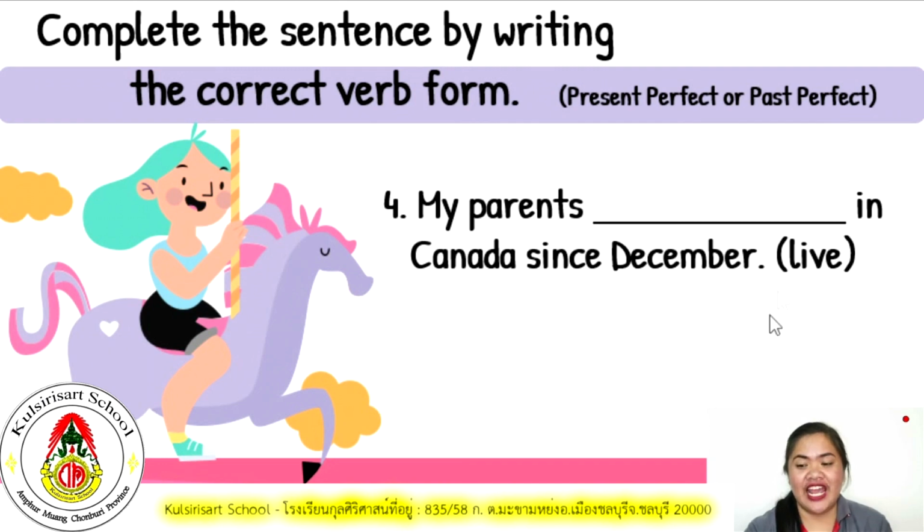Very good. It should follow present perfect because in the sentence we don't have any other verbs, which means that the action happened just before now. So we are going to write have lived. The past participle of live is lived.